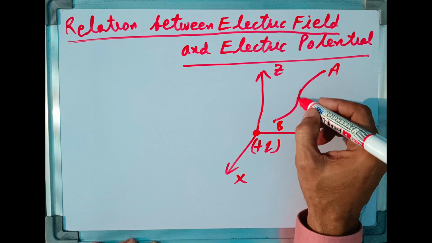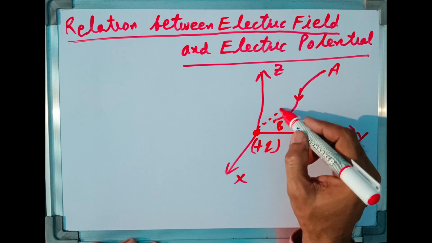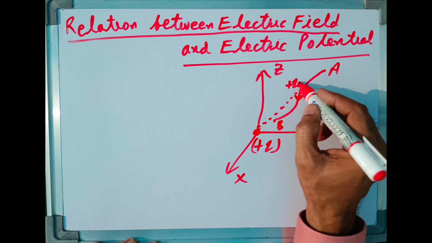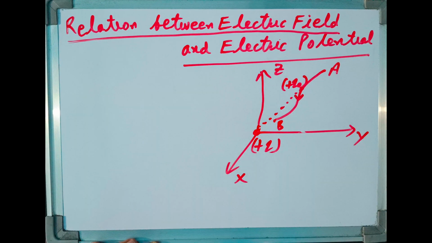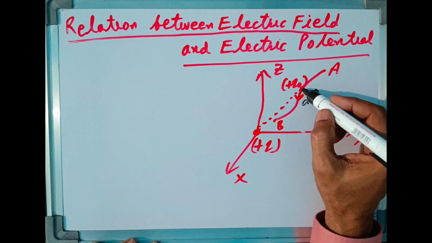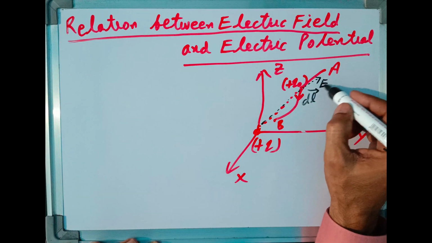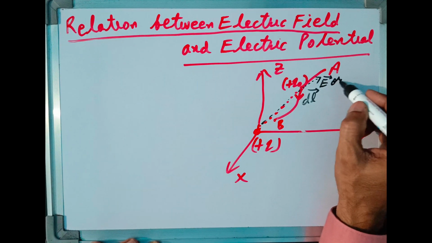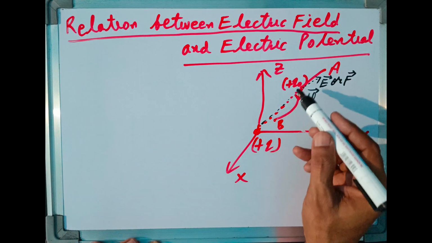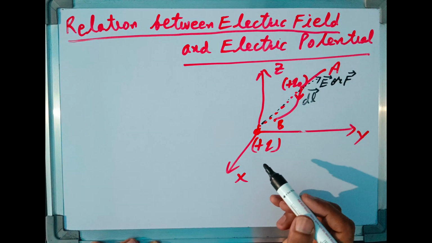Let me suppose a very small displacement on the path. Suppose this displacement of test charge plus q naught is dl vector, a very small displacement, and the electric field at this point is E vector. Similarly, the direction of Coulomb force will also be the same because this is a point test charge, and this is a point source charge. They will repel each other because both are taken positive. So E vector or F vector can be taken along this direction.